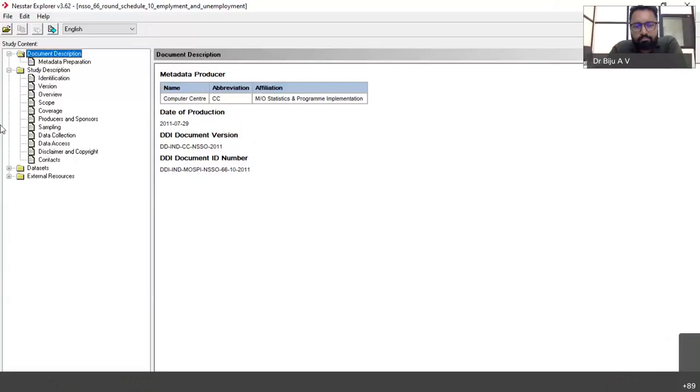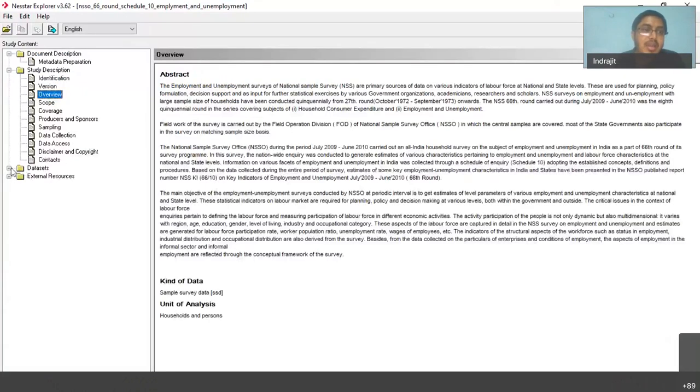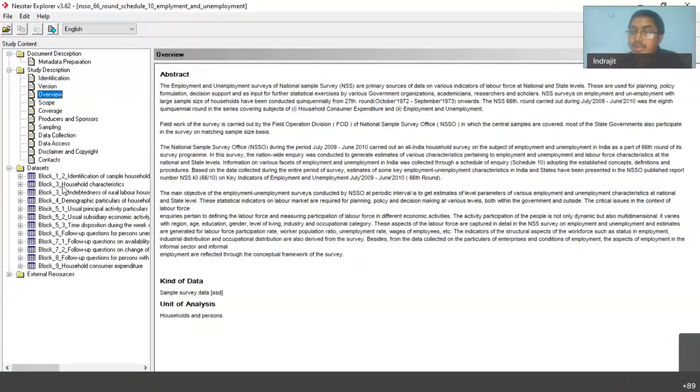So it's visible, no? That document description, visible. Metadata. Yeah. Fantastic. When you have installed this Nsso software, you are well in the data file. And from the data file itself, you will get an idea what the data is all about. So metadata, who has prepared the data, then the study description, everything you will get. And again, before extraction, you will come to know how many blocks are there. Block 1, 2, 3, 4, 5, here I have 9 blocks. Within every block, some blocks are divided into 1, 2, 3, like that.